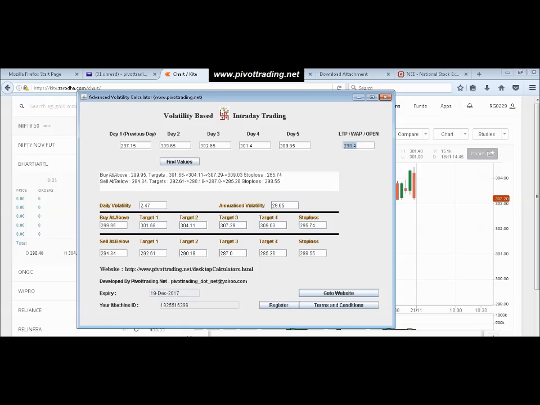so in that case we try to identify the average price of the first 10, 15, 20, 30 minutes. But after that you can always use the LTP, the last traded price, entered here, and based on the last traded price you will get two levels, one on the upper side, one on the lower side. If it goes above the upper level, buy. If it goes below the lower level, sell. That is how this calculator works.